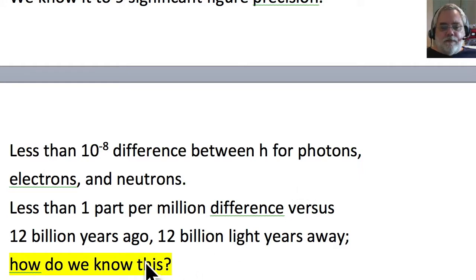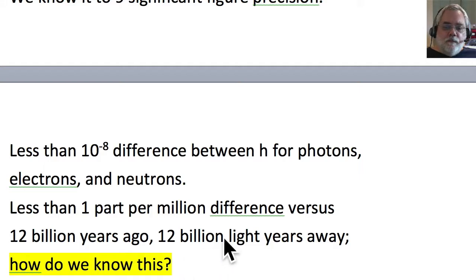The way we know this: several lectures ago we talked about absorption lines in light coming from the sun or other stars. There were found to be patterns of those absorption lines, and those patterns could be perfectly matched to emission lines of elements on Earth: hydrogen, oxygen, neon, and other elements.